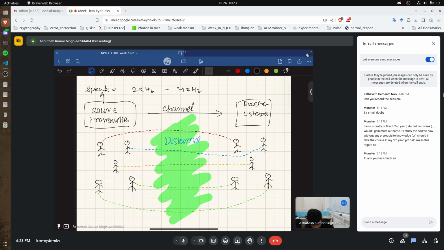So if you have a distance where all the 5 speakers are trying to talk to the other 5 listeners at once, and everybody is speaking in the same 2 to 4 kilohertz frequency range, nobody will be able to understand what the other person is saying because everything will get mixed up. This is what usually happens in a classroom, as my prof likes to say.